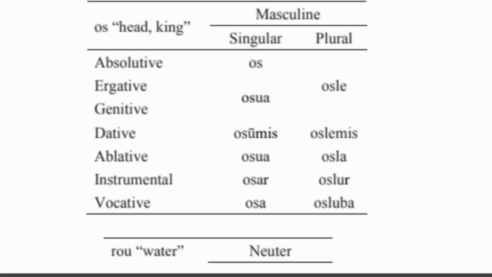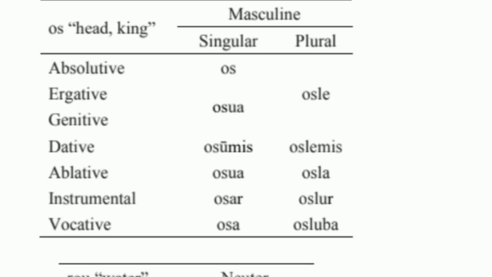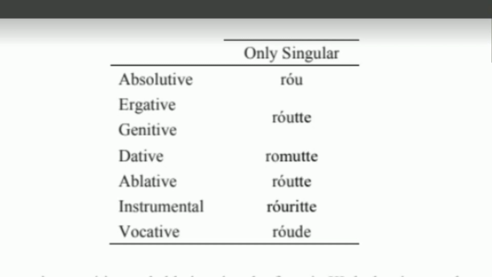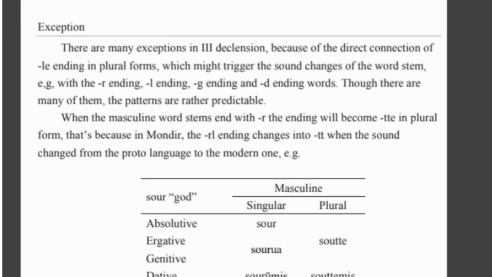Os, which as you can see, no longer ends with an U, which means head or king. We have os, osua, osumis, osua, osar, osa. And then we have osle, osle, osle, oslemis, osla, oslur, osluba. And then we have ro, the concept of water, which does end in U, where we have ro, rote, romute, rote, rorite, rode. Yeah, the third declension has tons of variables to it.